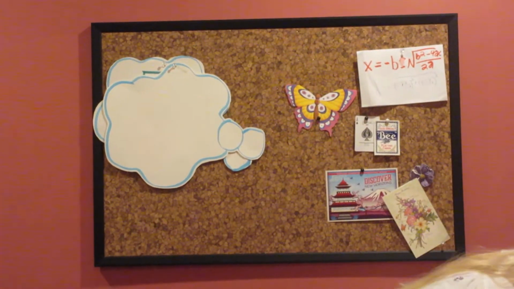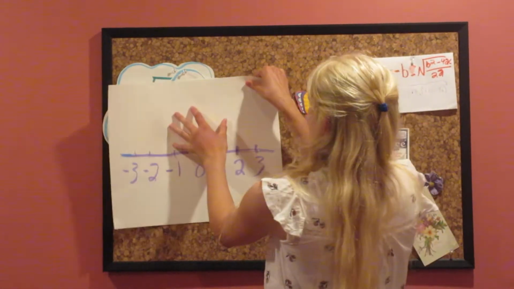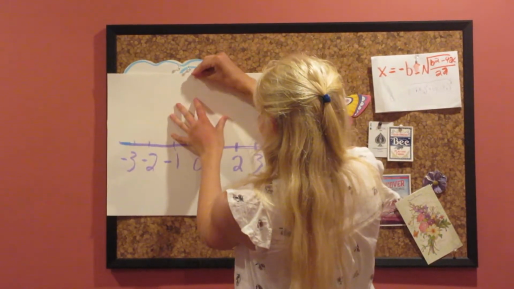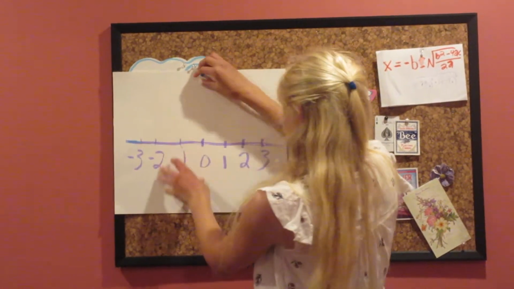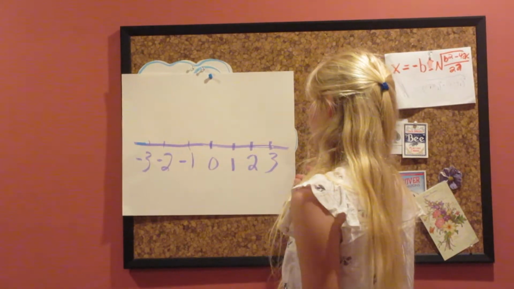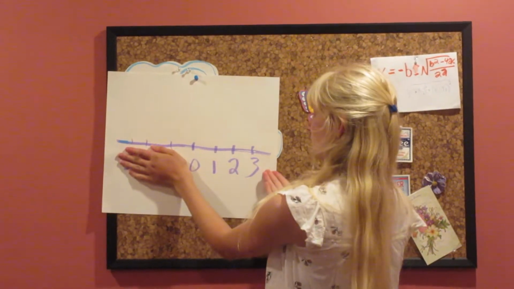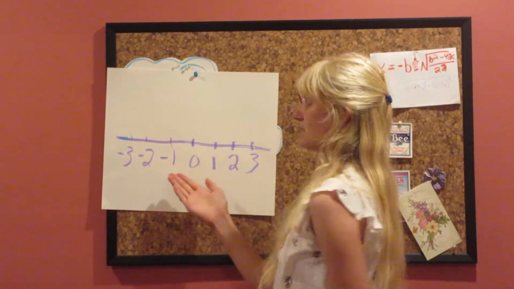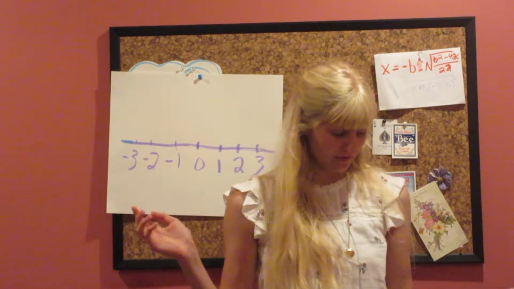Now let me tell you something else. Back a long time ago, when the number line was around, it didn't have negative numbers. It would have looked more like this. Now, when negative numbers came out, everybody was super confused.